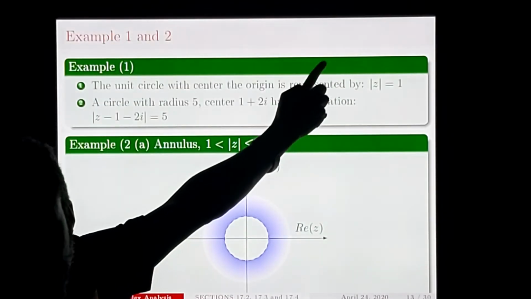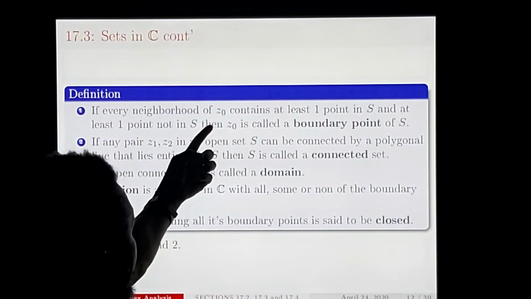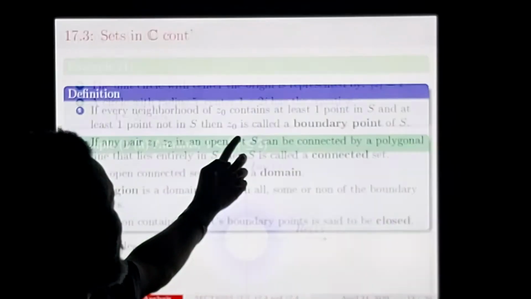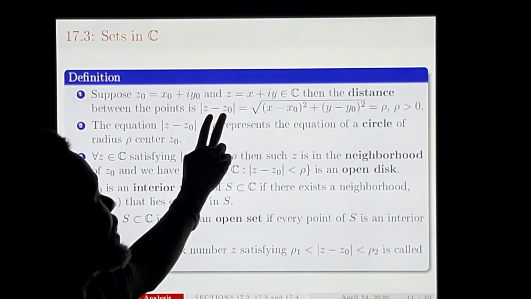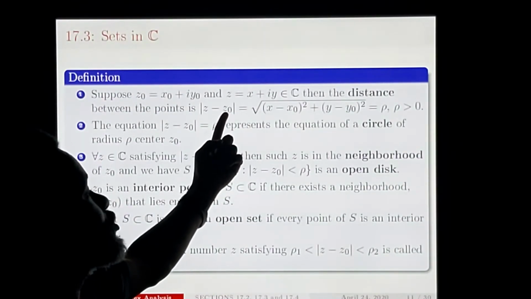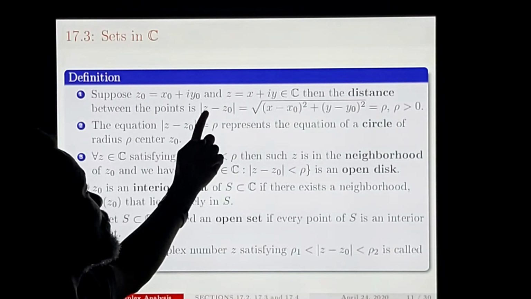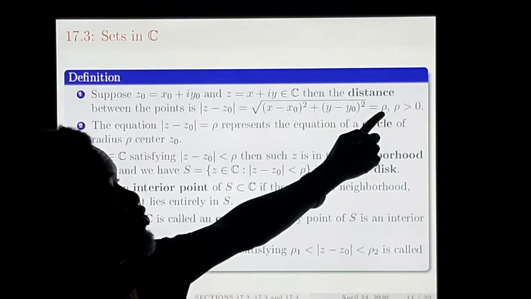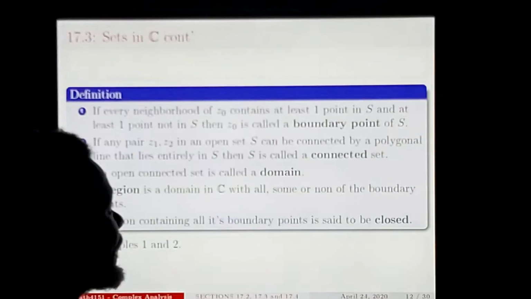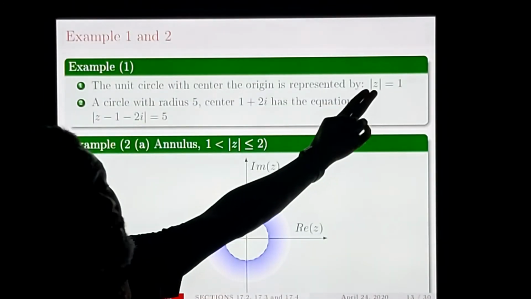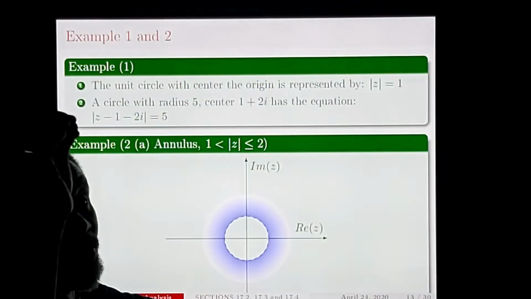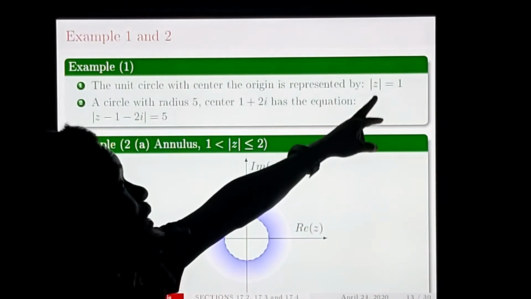You see now, previously here we just said this, okay? Here we said this is a circle. If I fix z0 to 0, then I have modulus of z equals, if I fix rho to be 1, then this is exactly what we're talking about here. This is a unit circle. Center is origin, radius is 1.